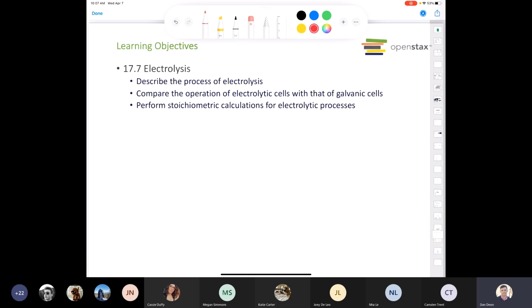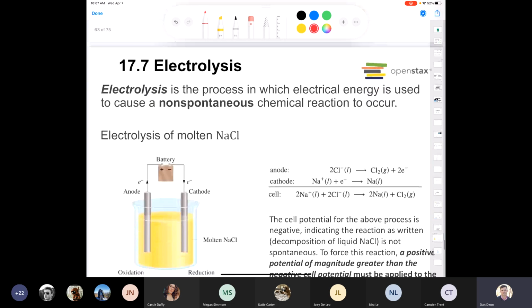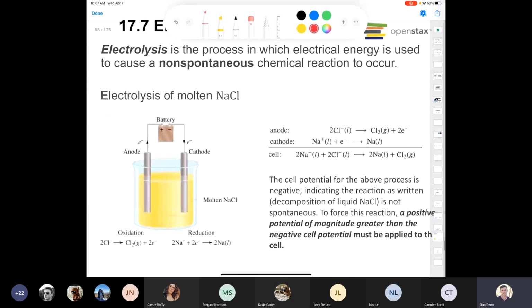So electrolysis. So far we've looked at spontaneous redox reactions, haven't we? Yeah, that's all we've talked about. But electrolysis is the process in which electrical energy is used to cause a non-spontaneous chemical reaction, and we're talking about redox reactions, to occur. The example shown here is the electrolysis of molten sodium chloride. So this is sodium chloride in the liquid phase. You heat it up and you melt it.